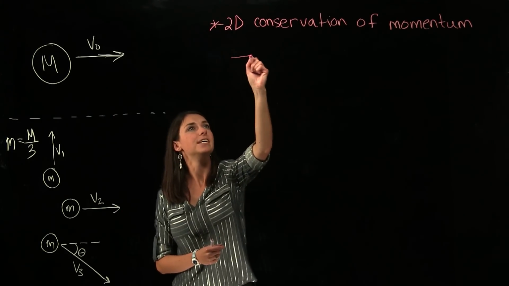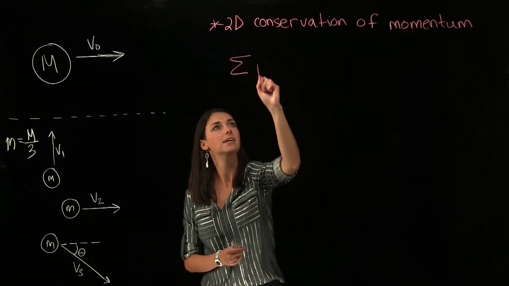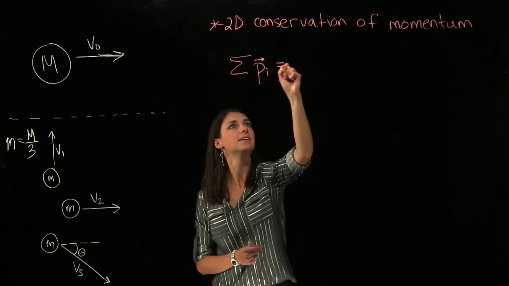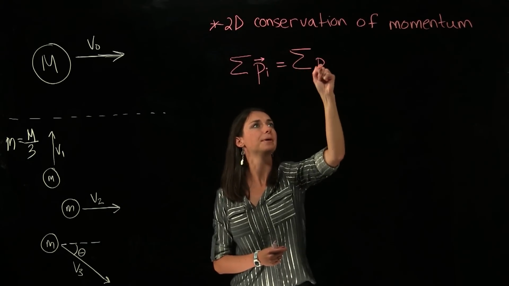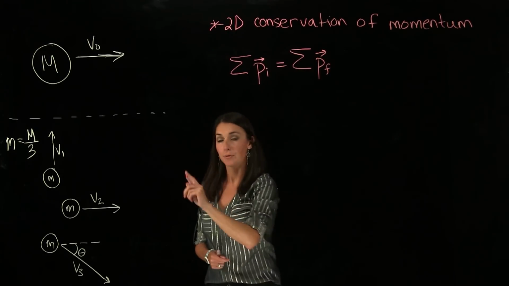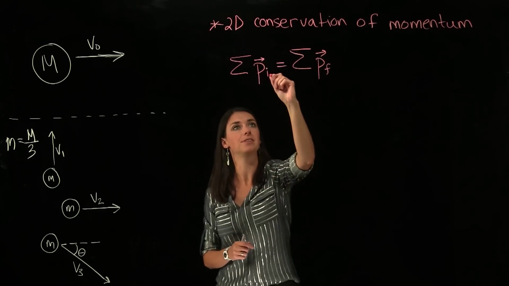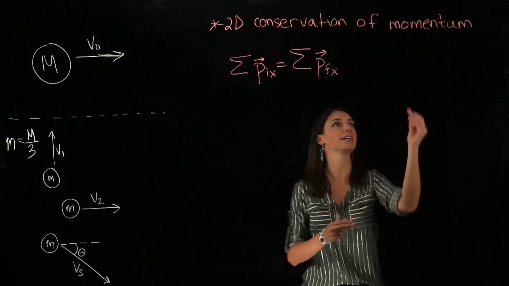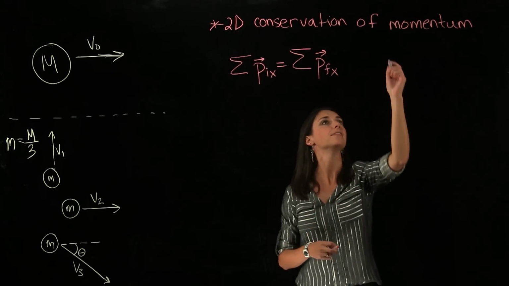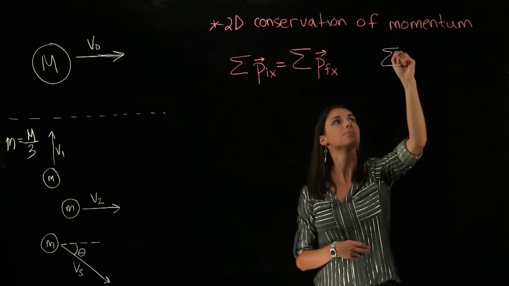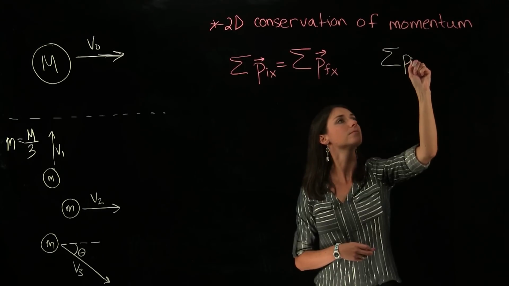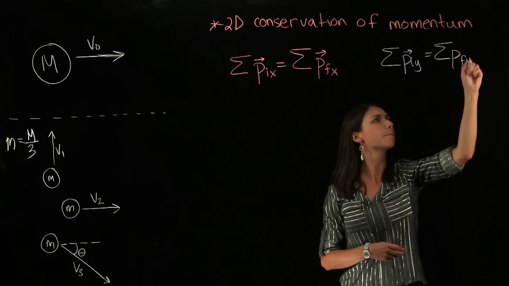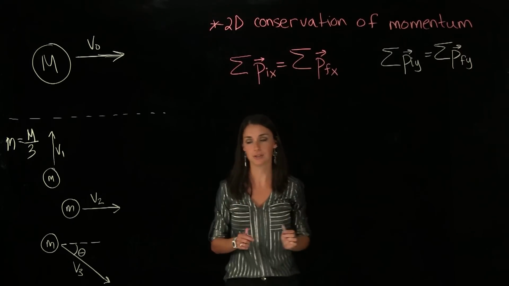So writing the conservation equations in both directions, I know that initial momentum is going to be equal to final momentum, okay? And then we're going to do this for 2 dimensions. So I'm going to have one of these for the x direction and then another one for the y direction. Okay, so we've got 2 dimensions to keep track of.